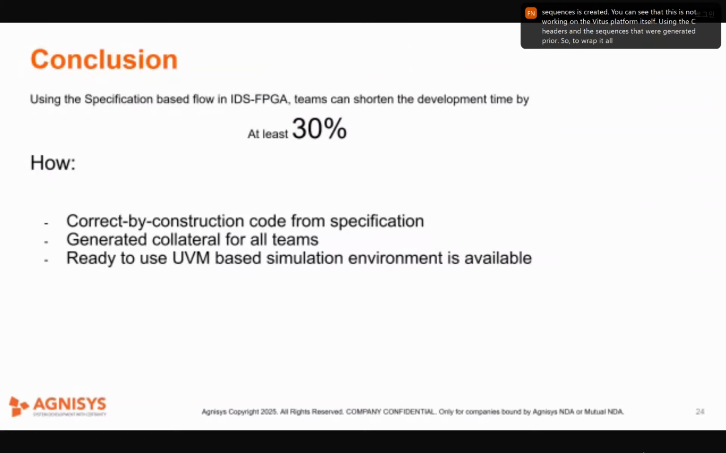So to wrap it all up, what's the use of IDS-Fpga? Using the specification-based flow for IDS-Fpga, teams can shorten the development time, we're thinking by at least 30%. And this is done because we're using correct-by-construction code from a specification. So we have guaranteed that this code is working because it's created by IDS-Fpga. It itself has checks for semantics and making sure names are unique. There's no overlap. And again, with the specification, we're not just generating one output, we're generating multiple for multiple teams.